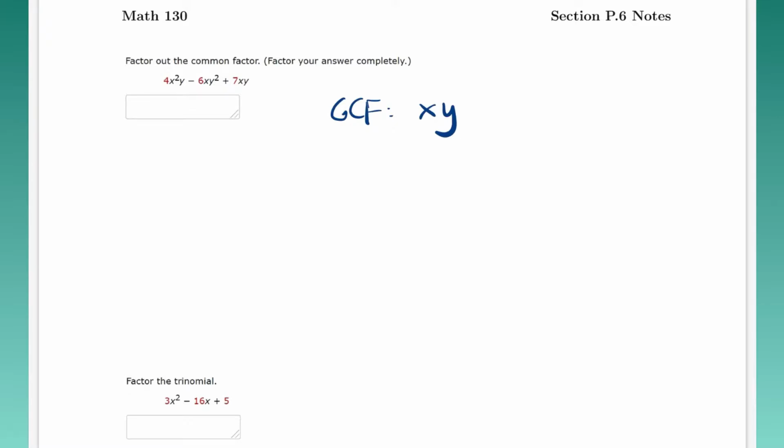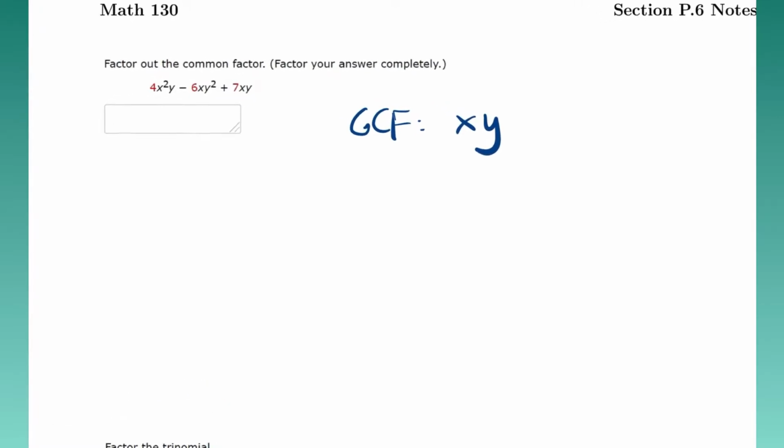The way you factor out the GCF is you're really dividing by the GCF. So divide by xy, divide by xy, divide by xy. And that's how you get the GCF. Now you're going to be left with x squared divided by x. You subtract the exponent, so that's 2 take away 1 is 1. So you get 4x to the 1, and then the y's cancel out completely.